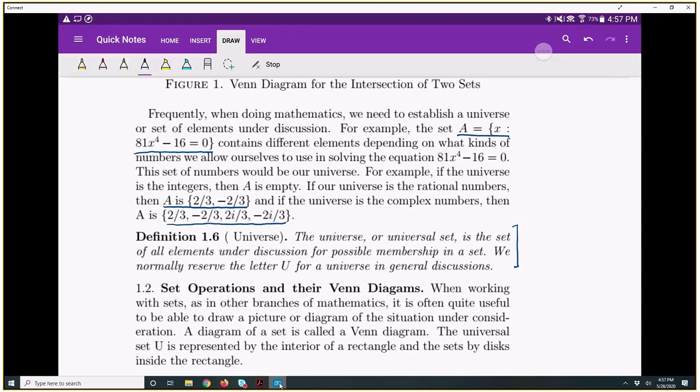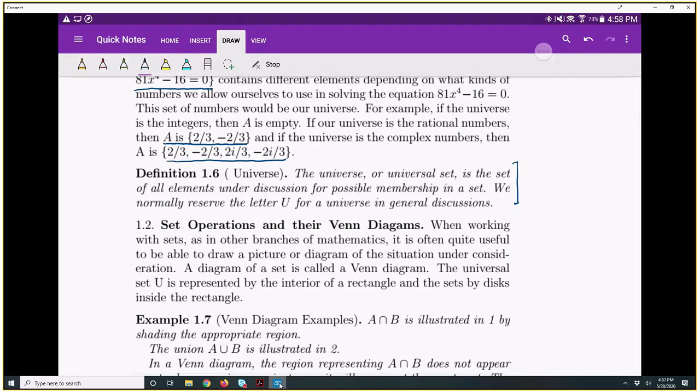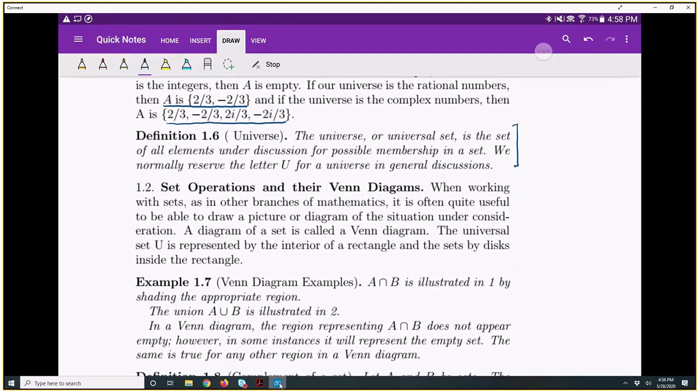So, in the context of the complex numbers, the equation 81x^4 minus 16 equals 0 has 4 distinct solutions, but in the context of the rational numbers, or even the real numbers, it just has these 2 that we can find.